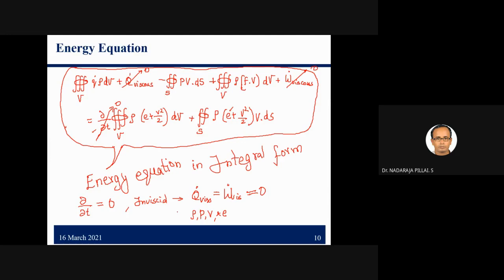So we have 4 unknowns, but we have only 3 equations: continuity equation, momentum equation, and energy equation. Hence we use the thermodynamic relation to express E equal to CvT. What is Cv? In thermodynamics, you might have studied, Cv is the specific heat at constant volume.